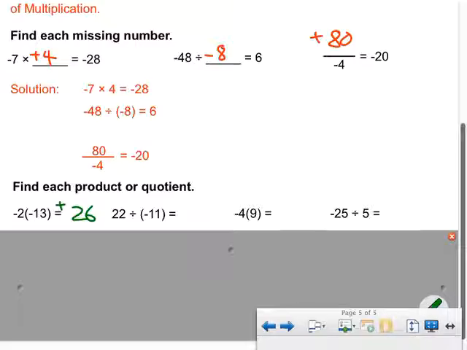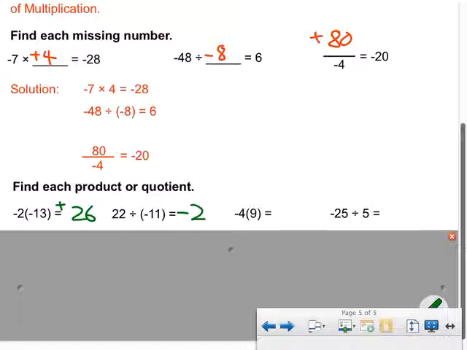Who's got the next one? Somebody I haven't heard from. Yes, go ahead. Since there's two different signs, very good, it's going to be negative. Different signs gives me a negative, and what's the number part? What's 22 divided by 11? 2. Boom, easy.